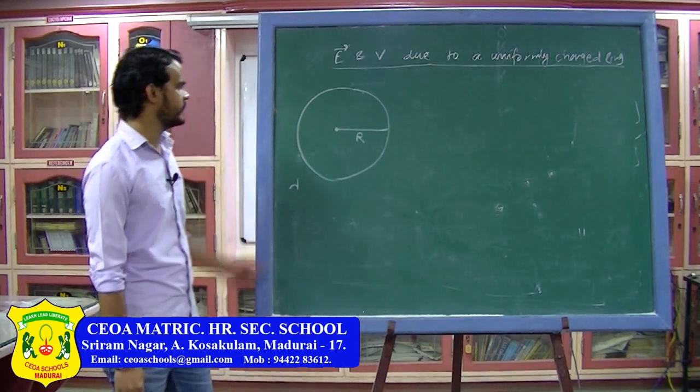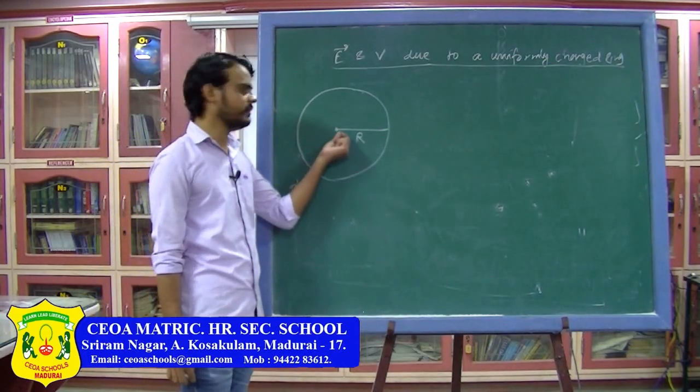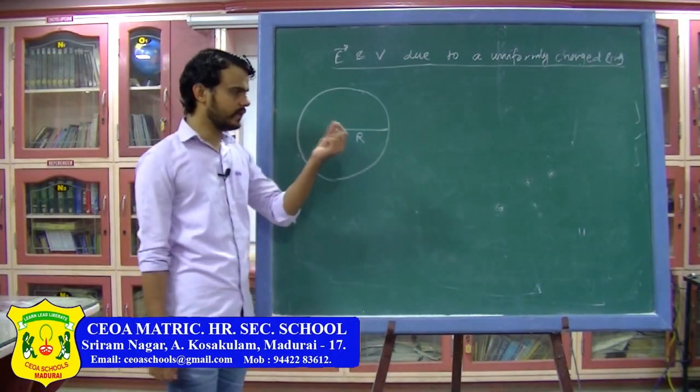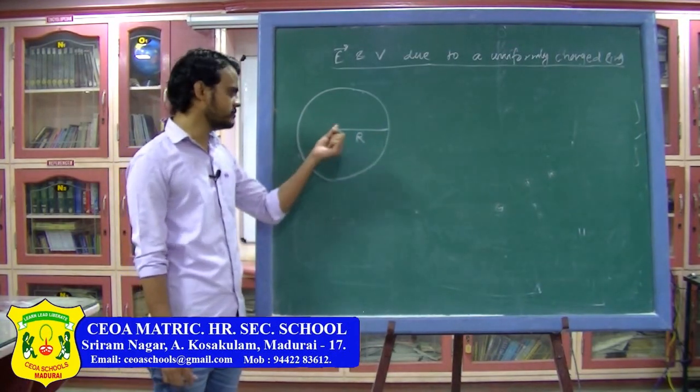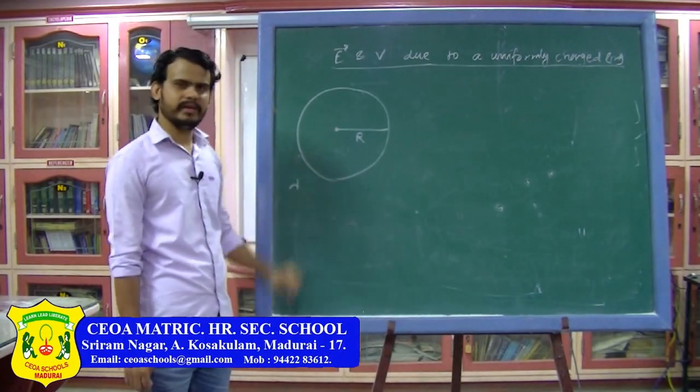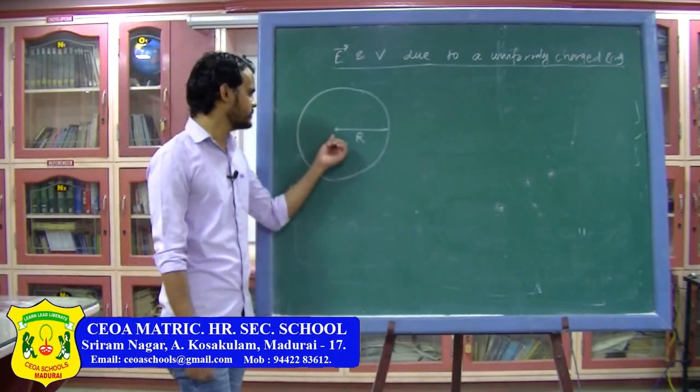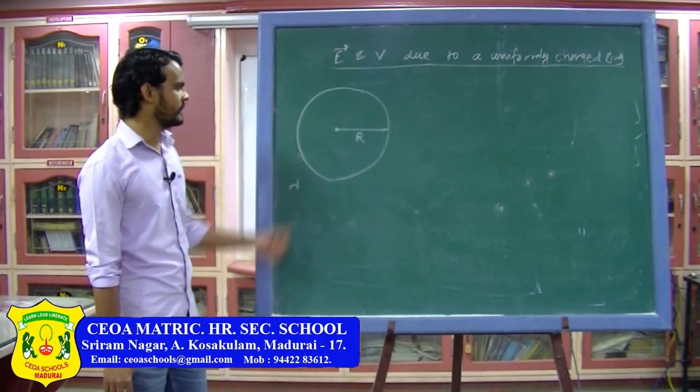We have to find the electric field at the center of the ring and then we have to find the electric field from the center of the ring on the axis, at a point, and the distance between the point and the center of the ring will be x. So we have to find the electric field at two places, one at the center of the ring and the second one at a point on the axis of the ring.